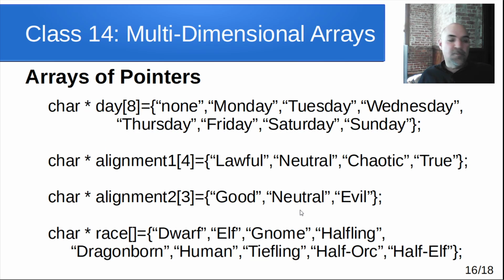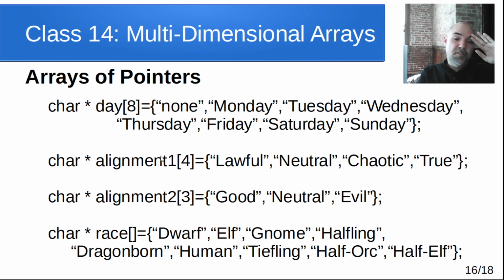Let's look at some other uses of arrays of pointers. So notice here is an array of 8 character pointers. In other words, we can hold 8 addresses. And notice when I declare this, I'm also initializing it to have these words. So none, Monday, Tuesday, Wednesday, Thursday, Friday, Saturday, Sunday. So day 1 is Monday, 2 is Tuesday, 3 is Wednesday, 4, 5, 6, 7. That's the 7 days of the week. And if it's 0 uninitialized, it says none.